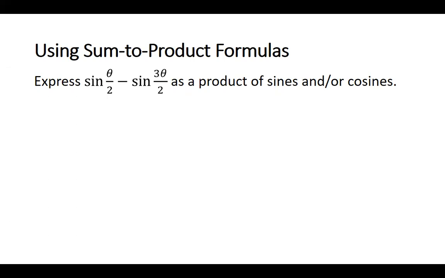Okay, so express the sine of theta over 2 minus the sine of 3 theta over 2 as a product of sines and/or cosines. So that's saying we could have sine functions or cosine functions or both in there. Whereas with our previous example, we had to put it strictly in terms of sine or strictly in terms of cosine. So this time we're not dealing with that. We can have sine or cosine or both.